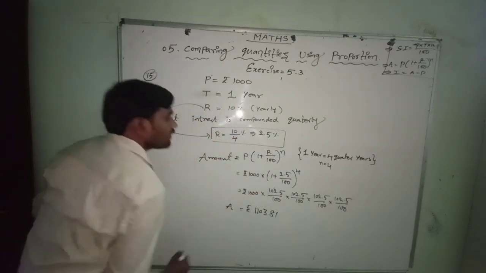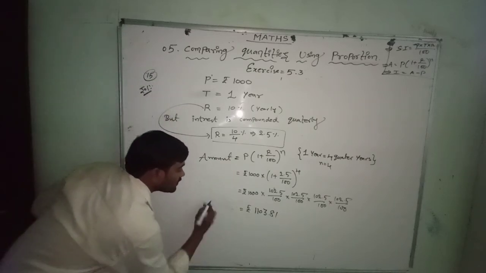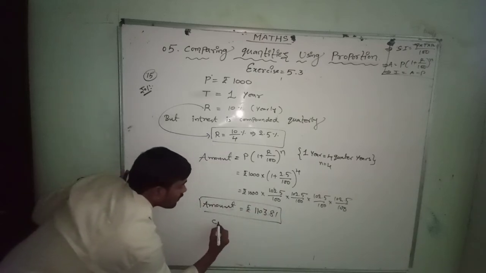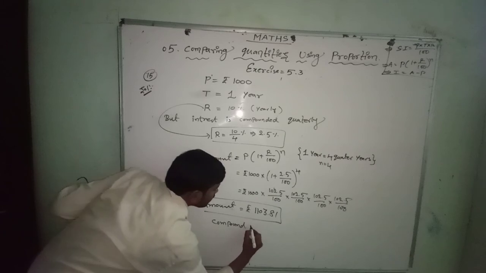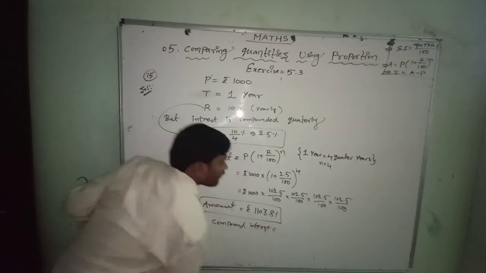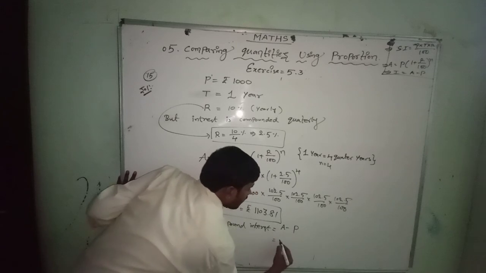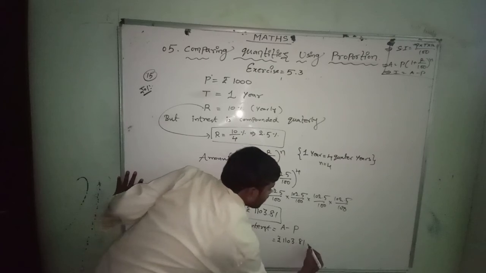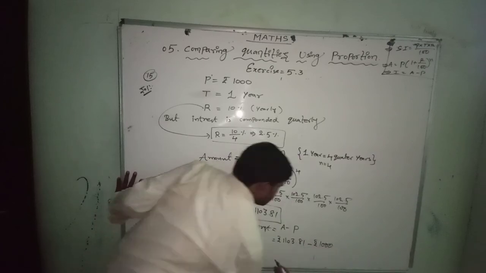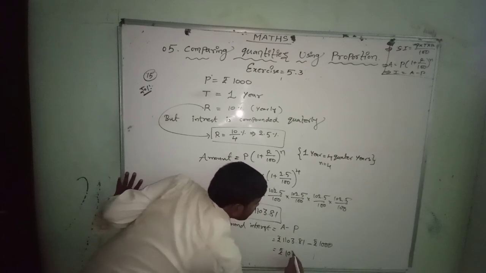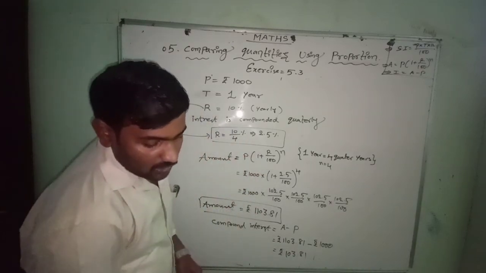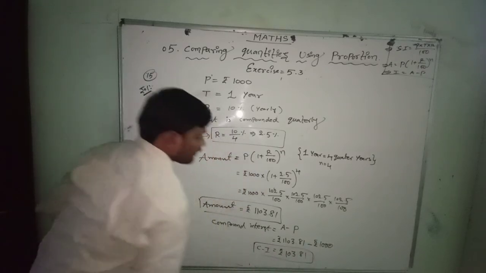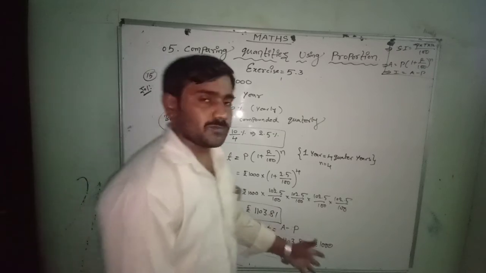This is an amount actually, but we have to find out the compound interest. The compound interest formula is amount minus principal. The amount is rupees 1103.81 minus principal 1000. So that will be rupees 103.81. The compound interest equals 103.81.